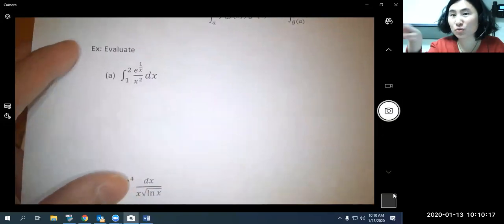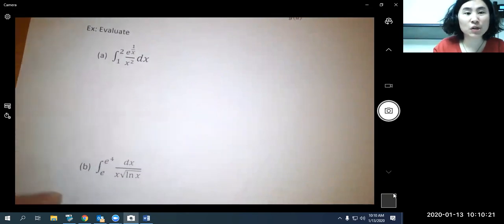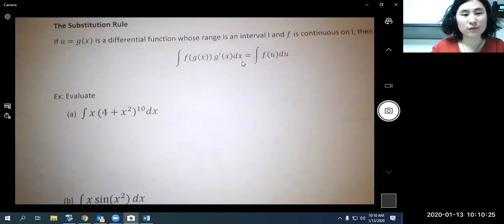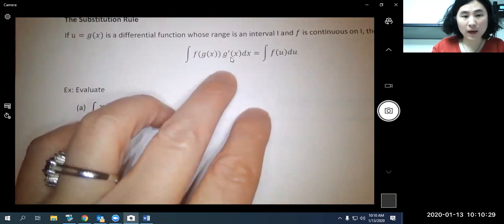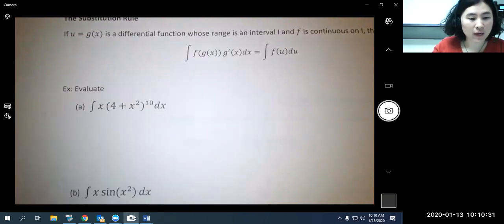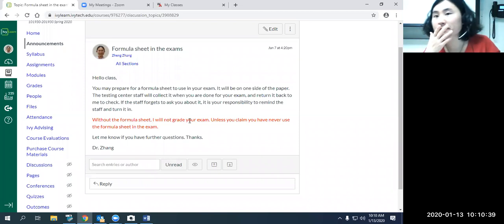And then for you guys who took my class before, Calc 1, you know what to put on your formula sheet. But for you guys who are new to the class, you know that on the formula sheet, only formulas will show, okay? Otherwise, no, okay? So that's why I need to really check your formula sheet. Without a formula sheet, I will not grade your exam, okay? What's up?